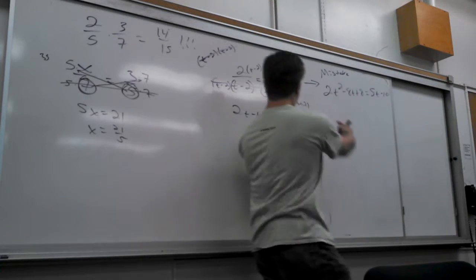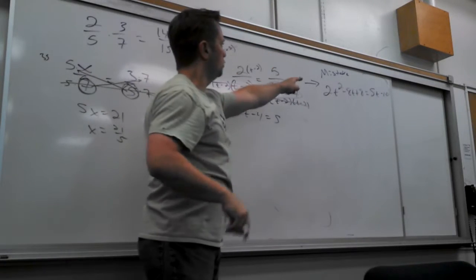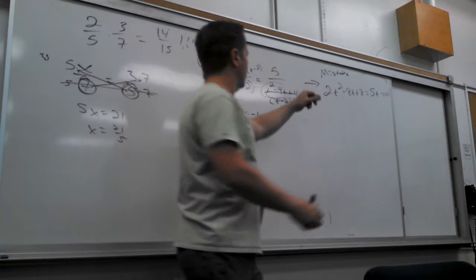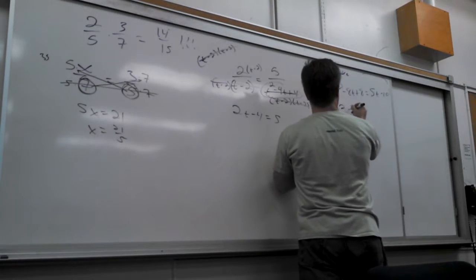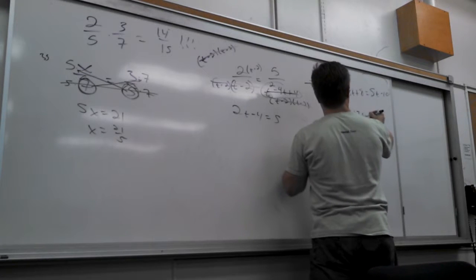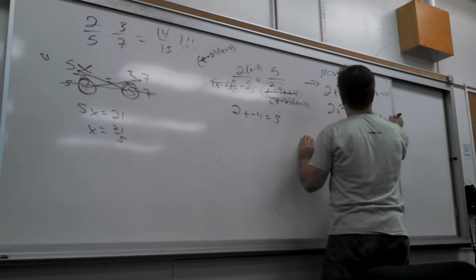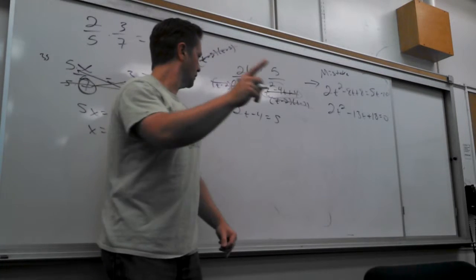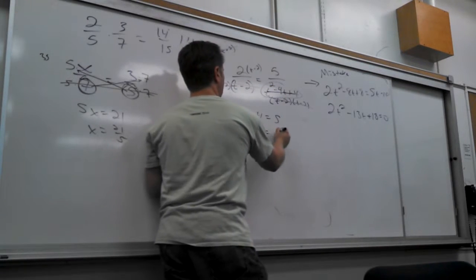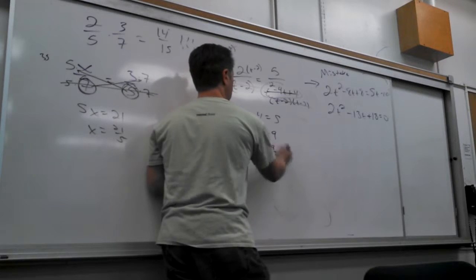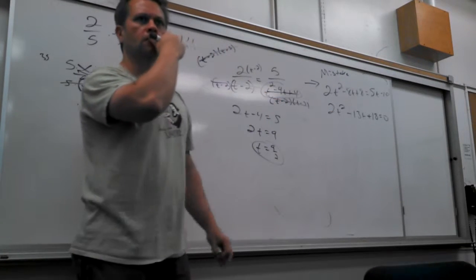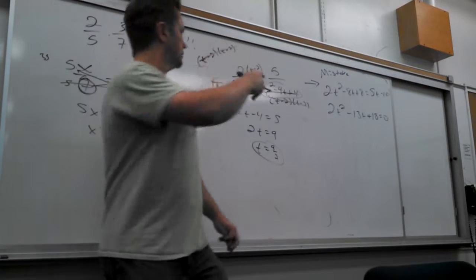Is that cool if I cross multiply? Yeah, it'll work. You get 2t squared minus 13t plus 18 equals 0. Then you got to factor that. And what's going to happen is one of your answers is going to be 9 halves, and the other answer is going to be 2. And then it won't work. So let's see if that happens.